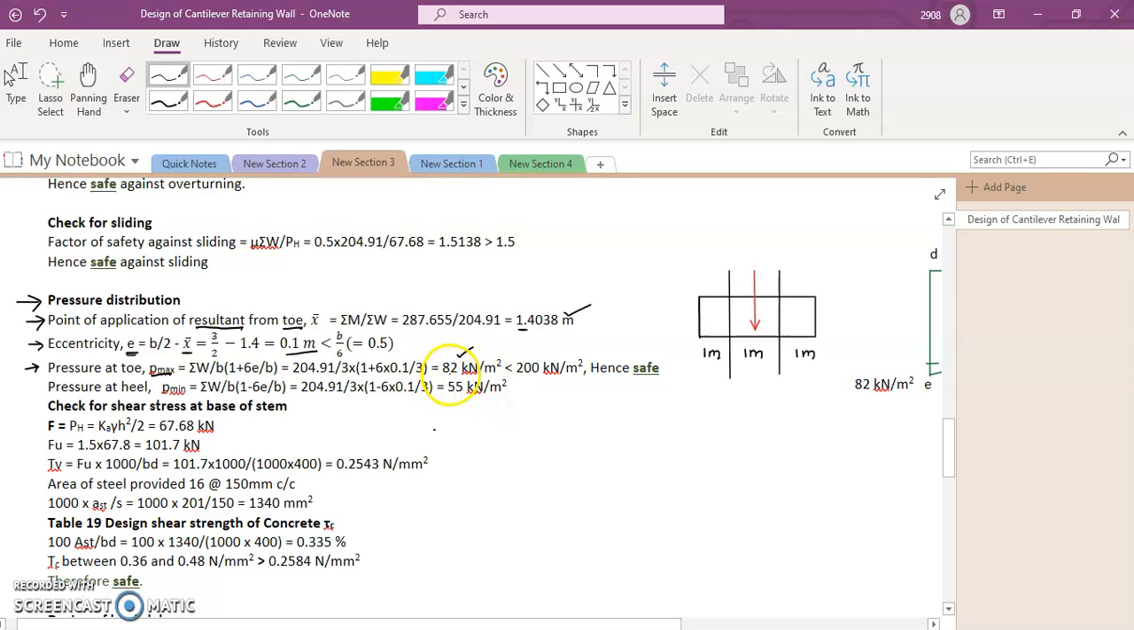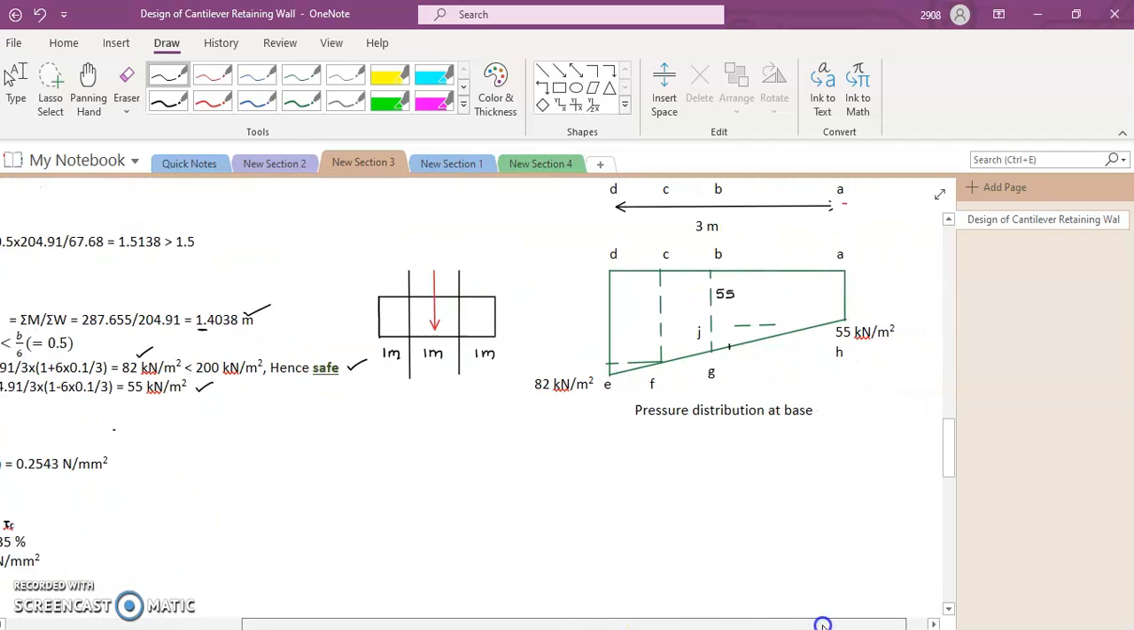So whatever pressure the toe is experiencing has to be lesser than the capacity of the soil. So in our case it is much lesser compared to the SBC, hence it is safe. The minimum pressure is experienced by the heel and it is given by P minimum, which is summation W upon B into 1 minus 6e by B. So we get a value of 55 kilonewton per meter square.